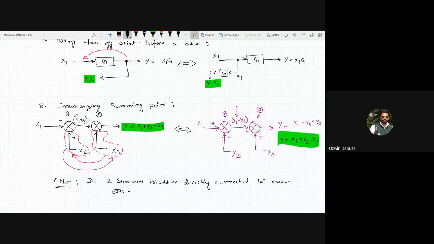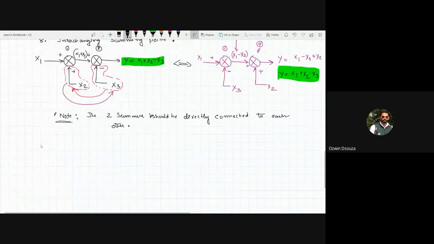And then finally we have rule 9, which is called splitting a summing point. What do you mean by splitting a summing point? That means a single summer can be split into 2 or more summers.